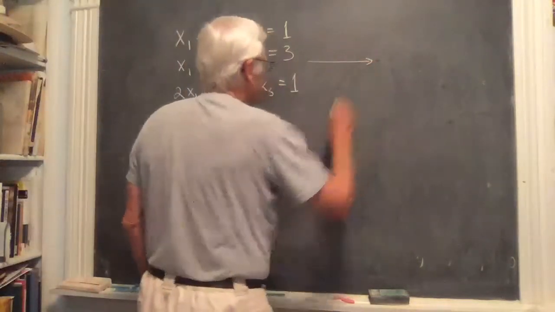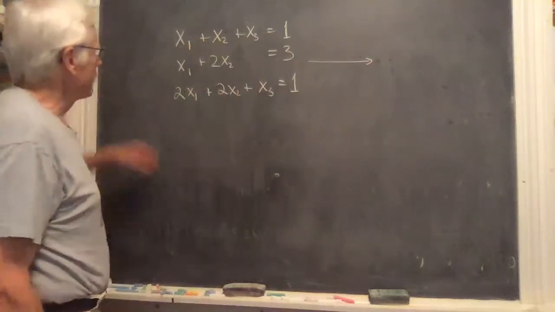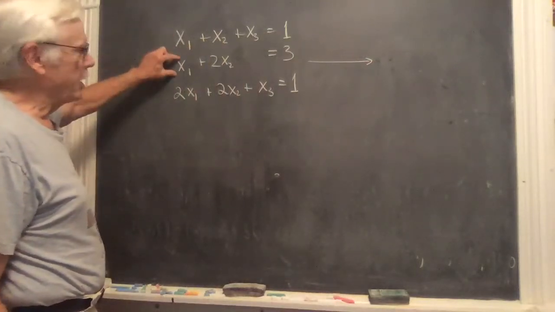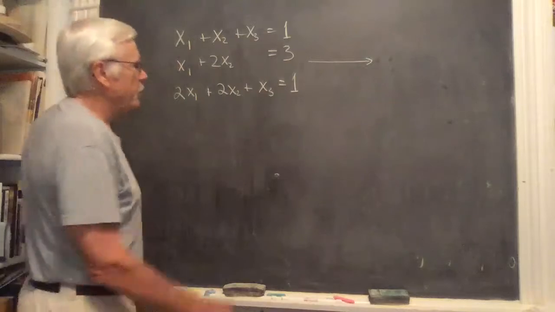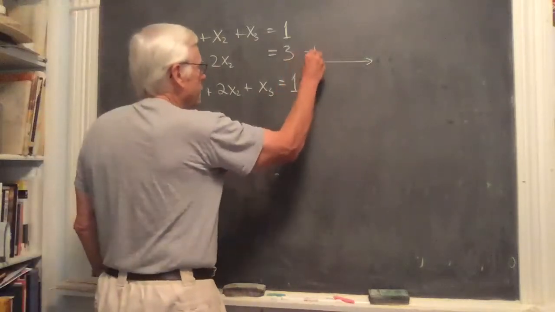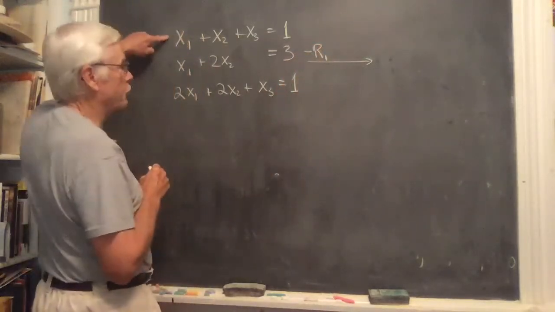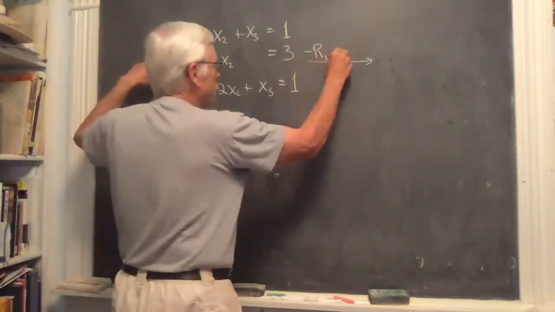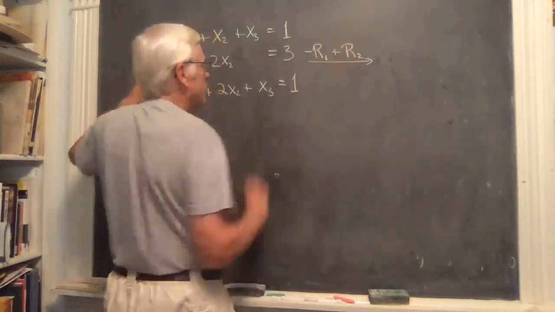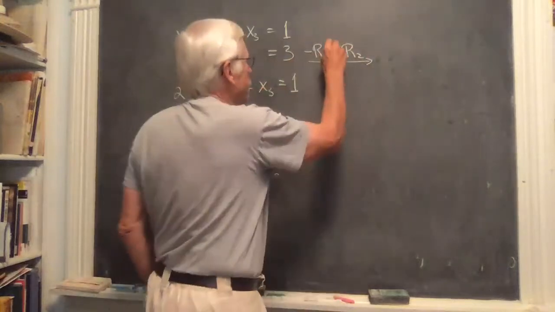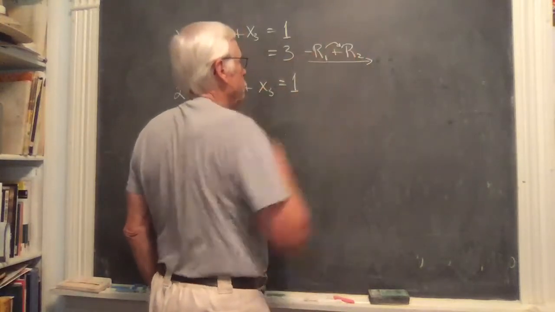And what I will do in the first step is I will use the first 2 equations and eliminate the x1 in the second one. So to do that, I'm going to take minus the first equation, minus the first row, and add it to the second row. And this is what I was talking about. This doesn't mean add them together. This means add to. Minus this, added to that.